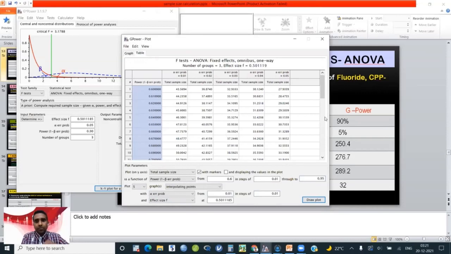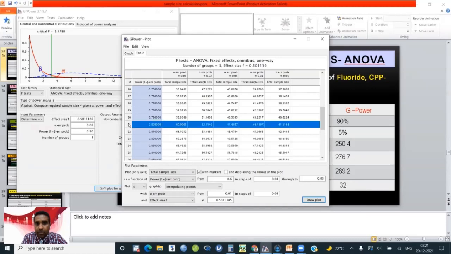See here. For 80% power, if alpha value is kept at 0.01, the sample size is 60. And for 5%, the sample size is 41.514. So a student who cannot afford much can keep the sample size at 42. Overall sample size, I mean 42.